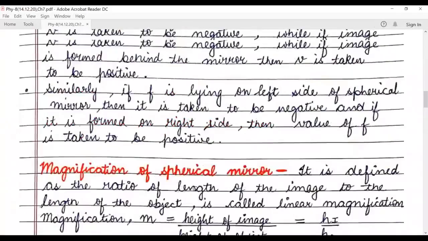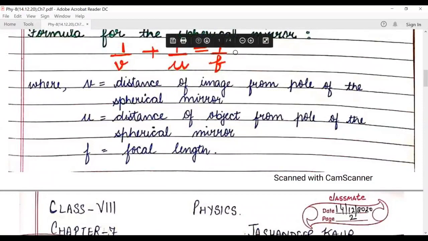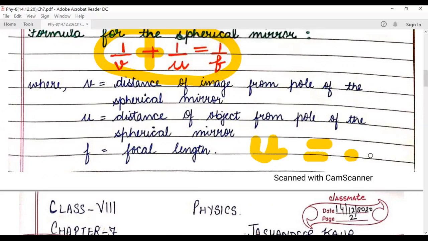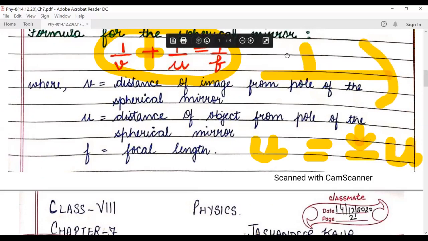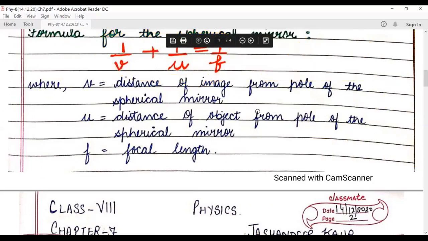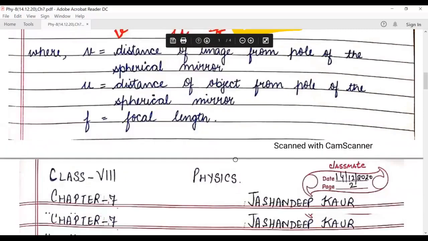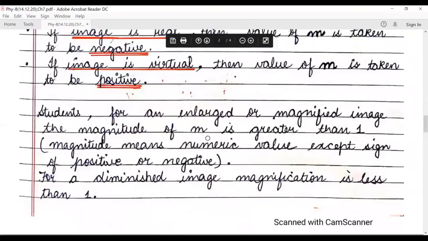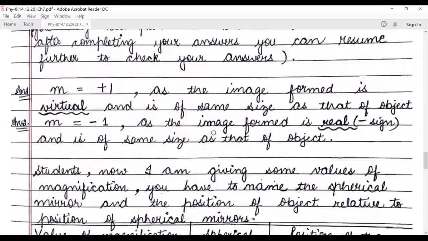So students, the formula for a spherical mirror is 1 by V plus 1 by U. Plus, it will become minus when you will be putting U as a negative number. We will always be taking U as a negative number. We'll be taking minus U. Why? Because the object is always placed on the left side. So students, 1 by V plus 1 by U is equal to 1 by F will be written as the mirror formula. And the numericals of this topic will be done next week.